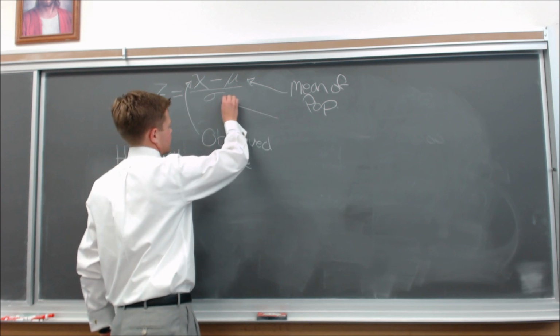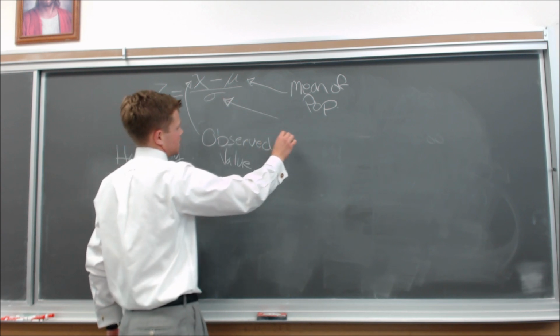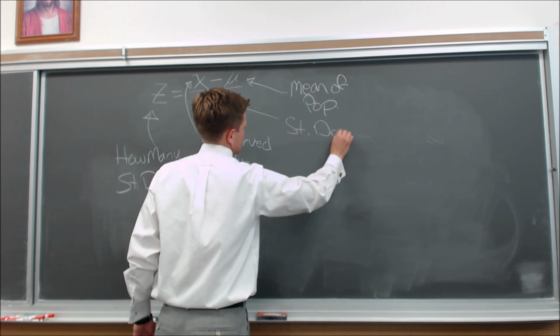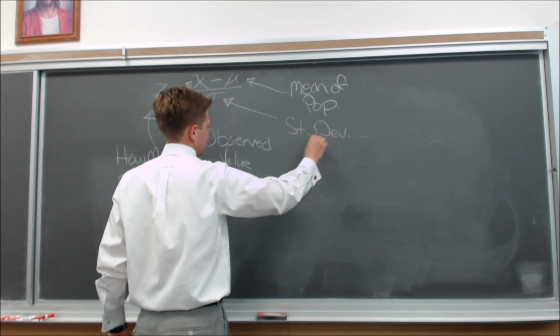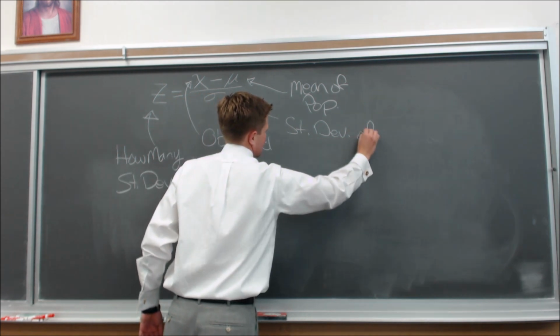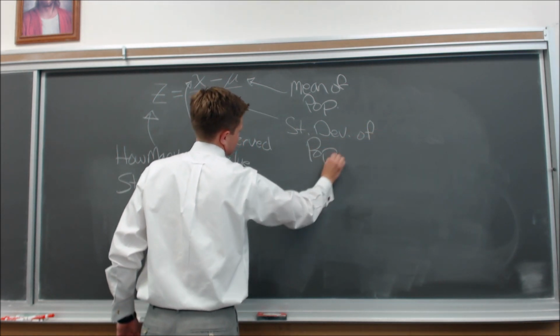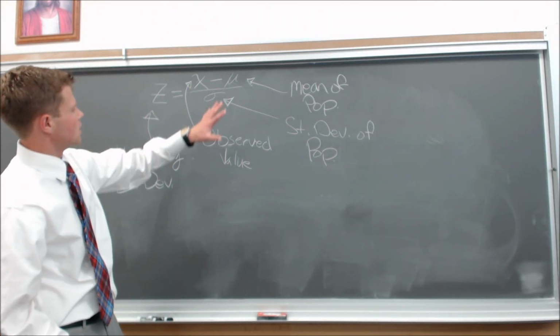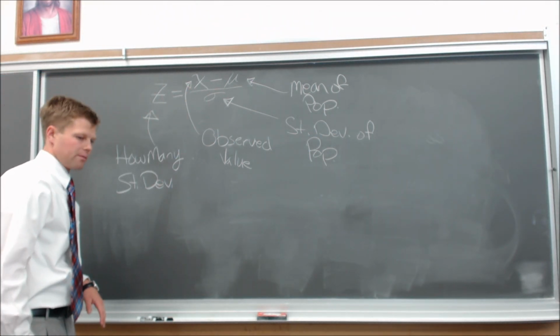And then this sigma down here at the bottom is the standard deviation of the population. So that is the z-score formula.